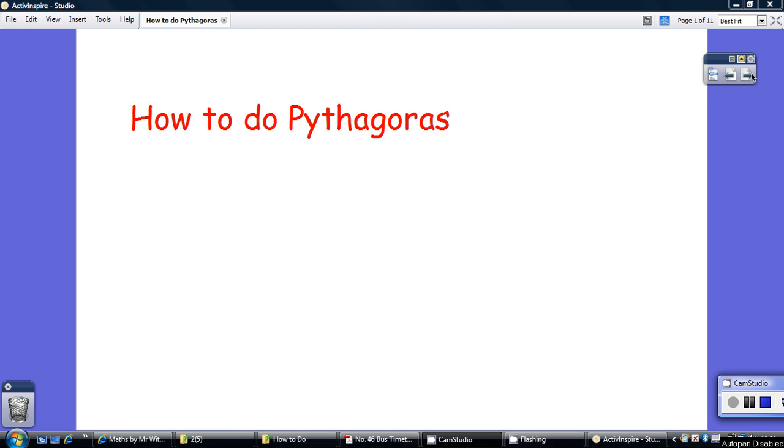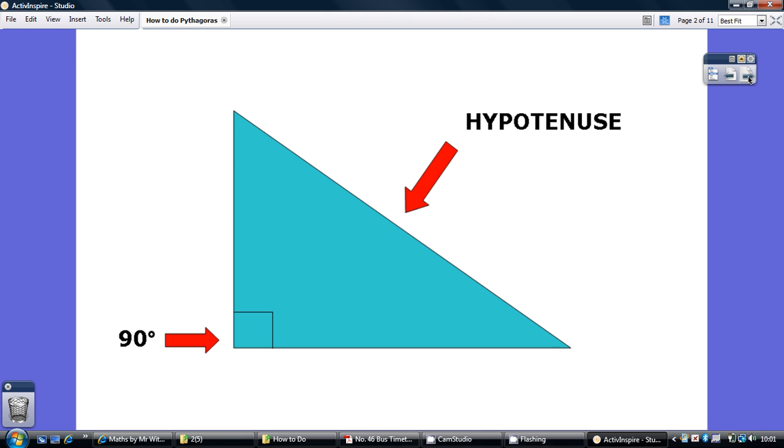This one's how to do Pythagoras. Right, Pythagoras applies when we have a right-angled triangle. So right-angled triangle, we have the 90-degree angle and the hypotenuse opposite. That's the long slanty side.